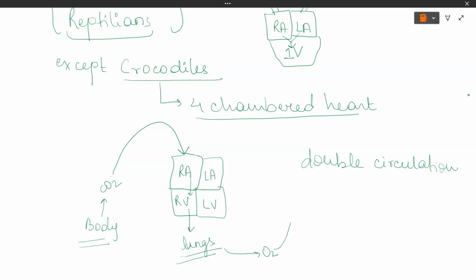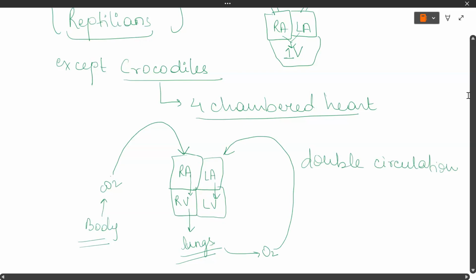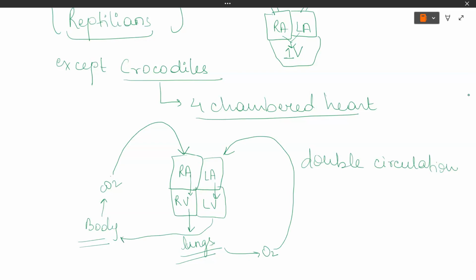Now, this oxygenated blood will come into the left auricle, and from the left auricle it would go into the left ventricle, and from here it would go to the different body parts. So you see how two times the circulation is happening. Once from the body to the heart, then from the lungs to the heart, and then again to the body. Because of this phenomenon, the circulation in the case of mammals and one reptile, which is crocodile, is known as double circulation because the blood is circulated through the heart twice.